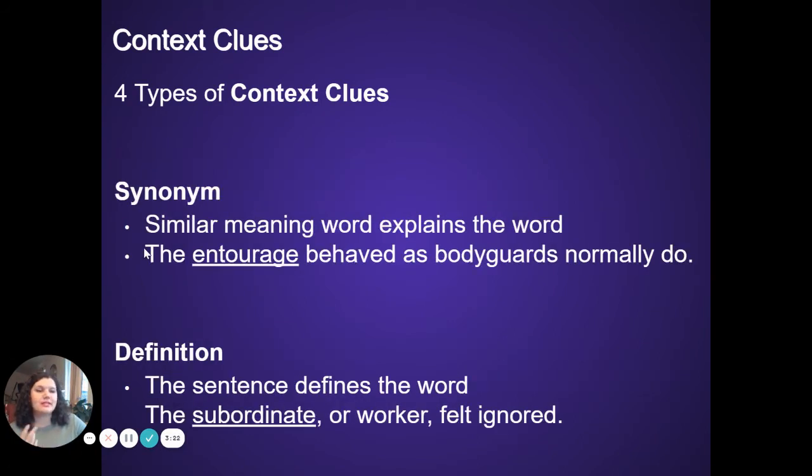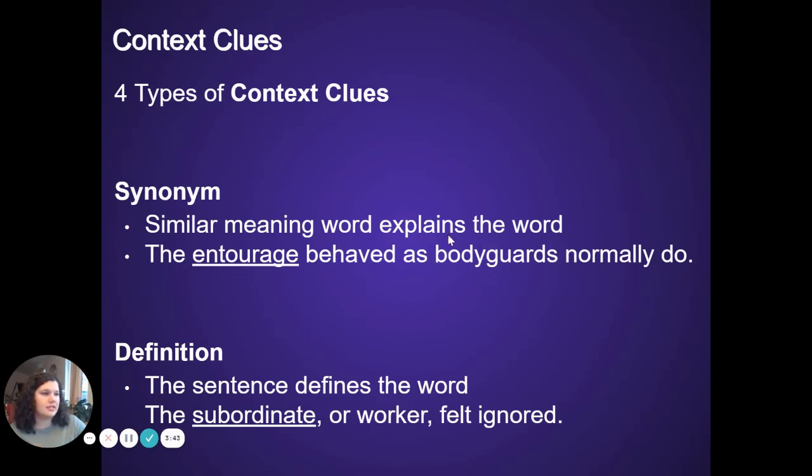Other types, we have a synonym. So that's when the similar meaning of a word helps explain the word. The entourage behaved as bodyguards normally do. So we have this word entourage, and you might not know what an entourage is, so we're looking in the sentence for a clue. And they behaved as bodyguards.